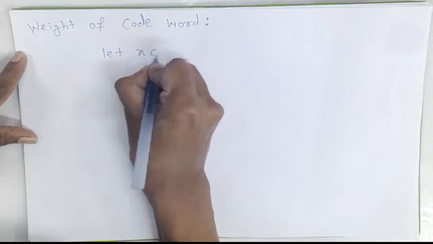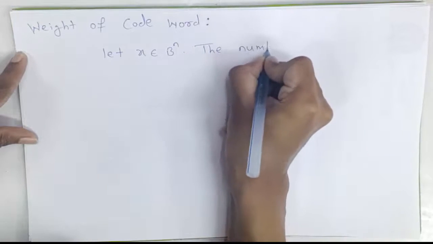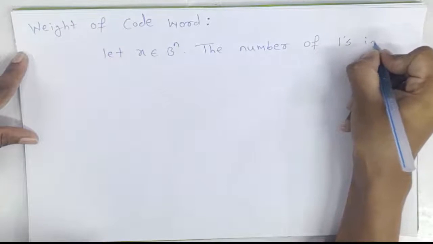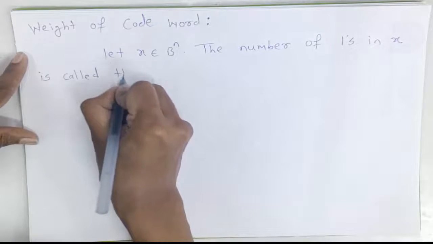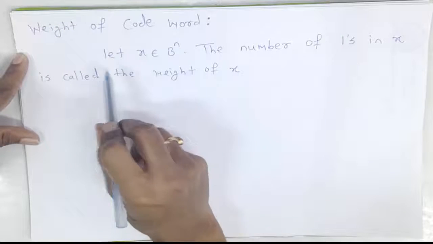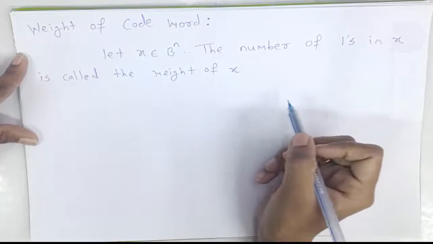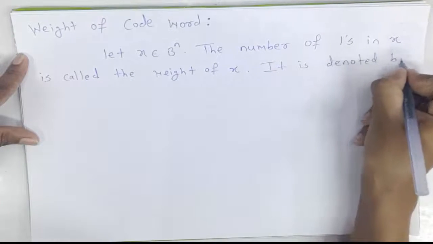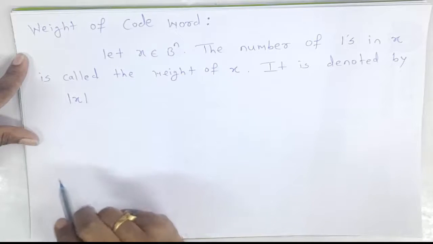Let x belong to B raised to n. The number of ones in x is called the weight of x, and it is denoted by |x|. So the weight of code word x is denoted by |x|.